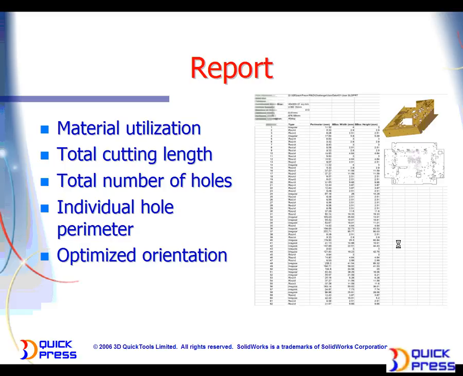So you can take this data and it will, of course, Quick Quote will automatically scan the part and look for material utilization, cutting length, number of holes, individual hole perimeters, optimize orientation, a few screenshots. Of course, you can tailor it because it's Excel, so you can customize it for the look and feel, and of course you can put different types of information such as costing information.